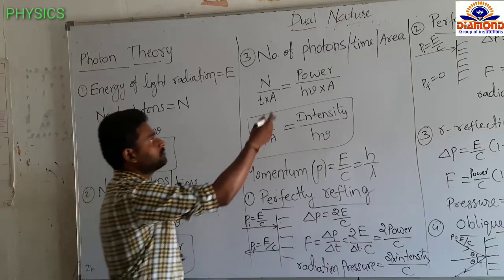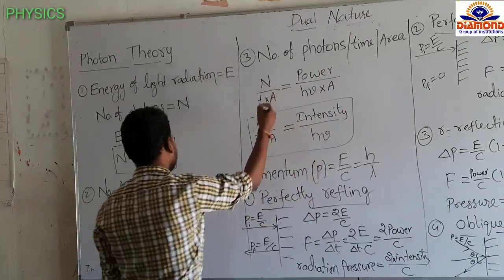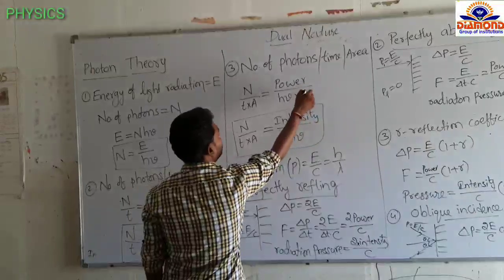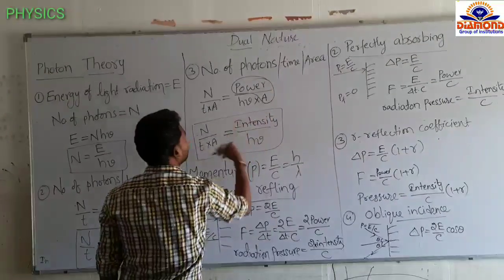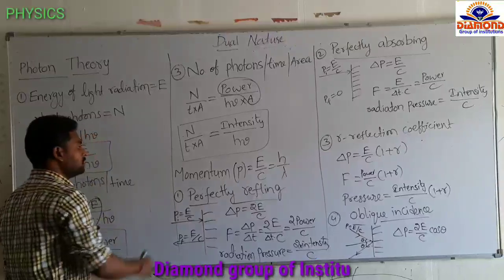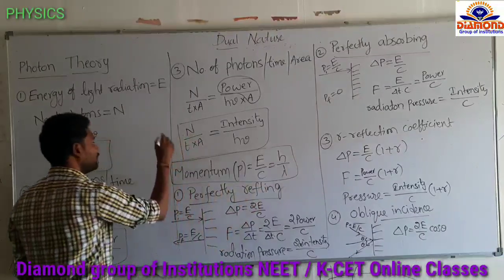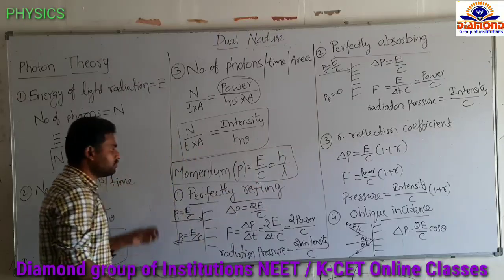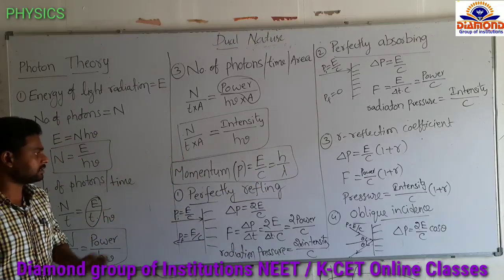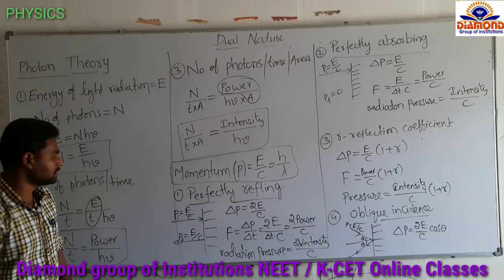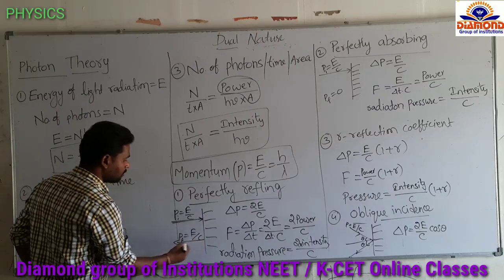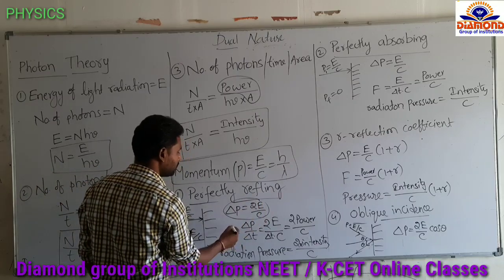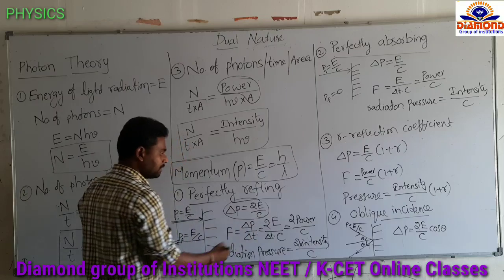And the next, number of photons per time per area. The number of photons per time is nothing but the power by h nu, and if per area is given, power per area is nothing but the intensity, so we get intensity by h nu. Next remember this formula also: momentum of the photon is E by c or h by lambda. If the photon is incident on a perfectly reflecting surface, then the initial momentum equals the final momentum but in the opposite direction, so the change in momentum equals 2E by c, and the force is nothing but the change in momentum by change in time.